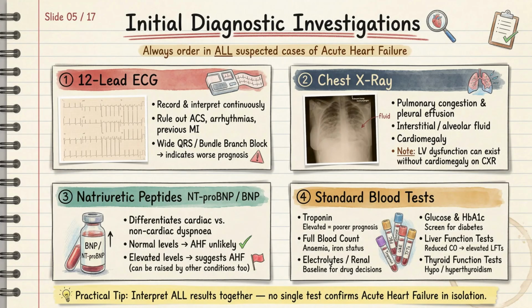Always order these in all suspected cases of acute heart failure. First, a 12-lead ECG. Record it and interpret it continuously. Use it to rule out ACS, arrhythmias, and previous myocardial infarction. Important note, a wide QRS or bundle branch block indicates a worse prognosis.